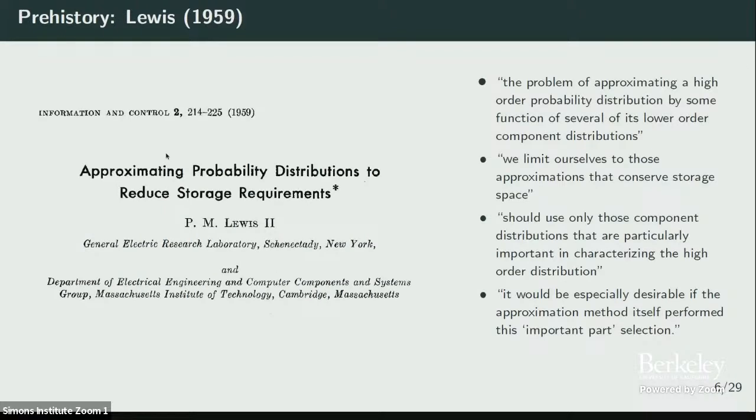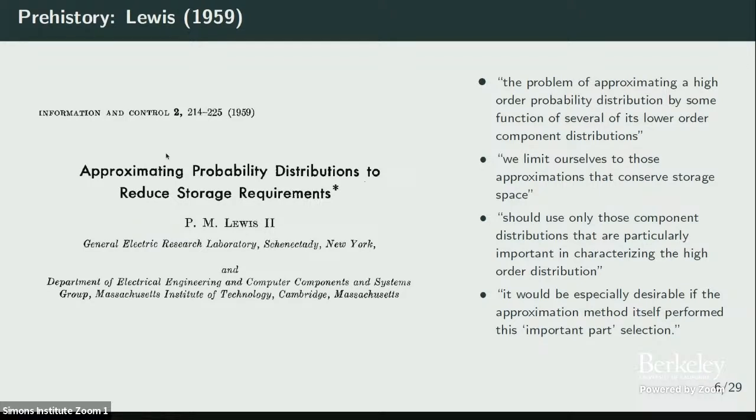All right. So I was thinking about what was the oldest paper I could find on this topic, and there's this paper by Lewis from 1959 on approximating probability distributions to reduce storage requirements, a very near and dear thing to information theorists. It appeared in Information and Control. And the idea was to approximate some complicated joint distribution.